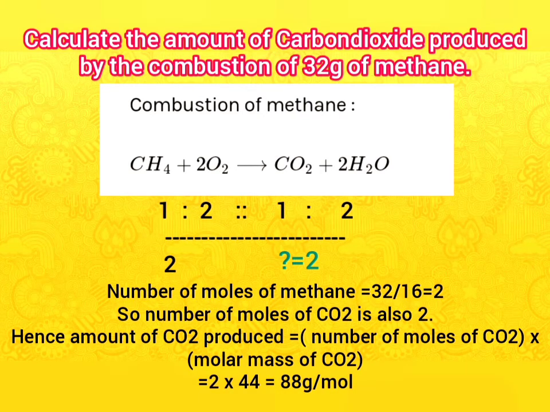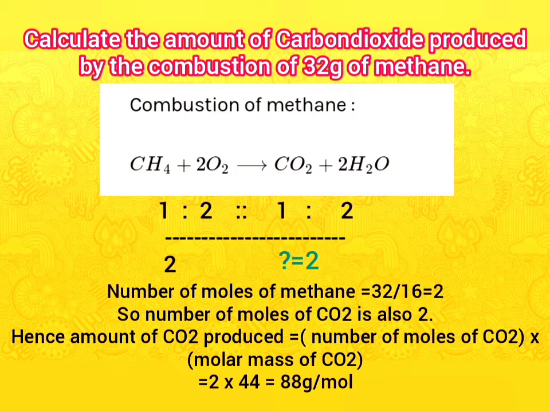The next question is to calculate the amount of carbon dioxide produced by combustion of 32 gram methane. From the balanced chemical equation, it is very clear that the relative ratio between the number of moles of methane and carbon dioxide is the same. That means 1 mole of methane produces 1 mole of carbon dioxide.